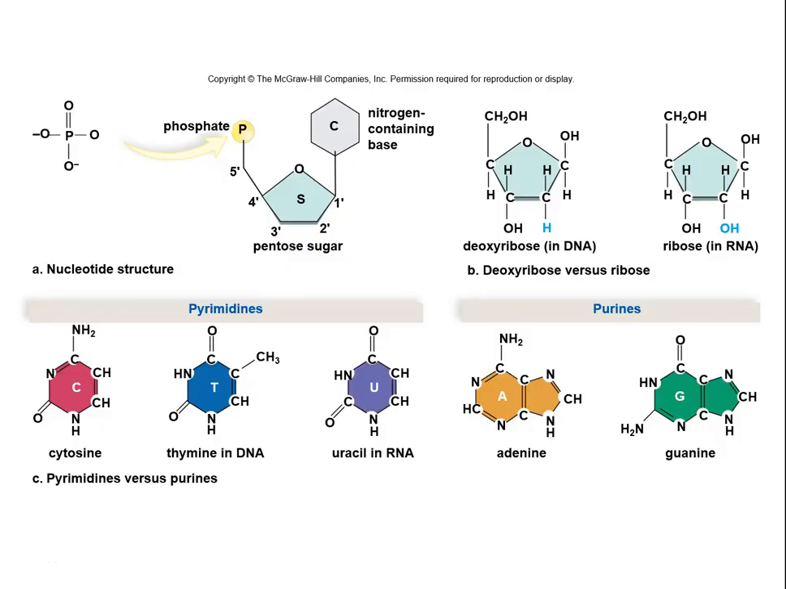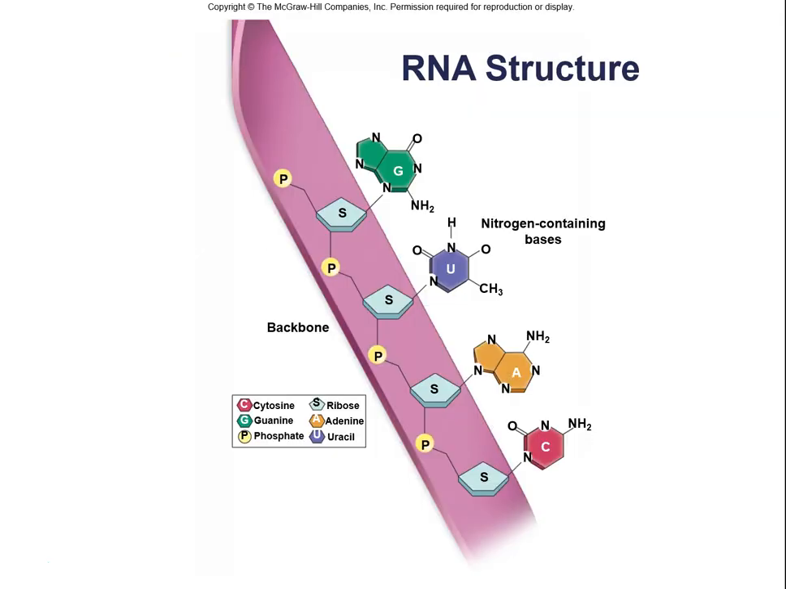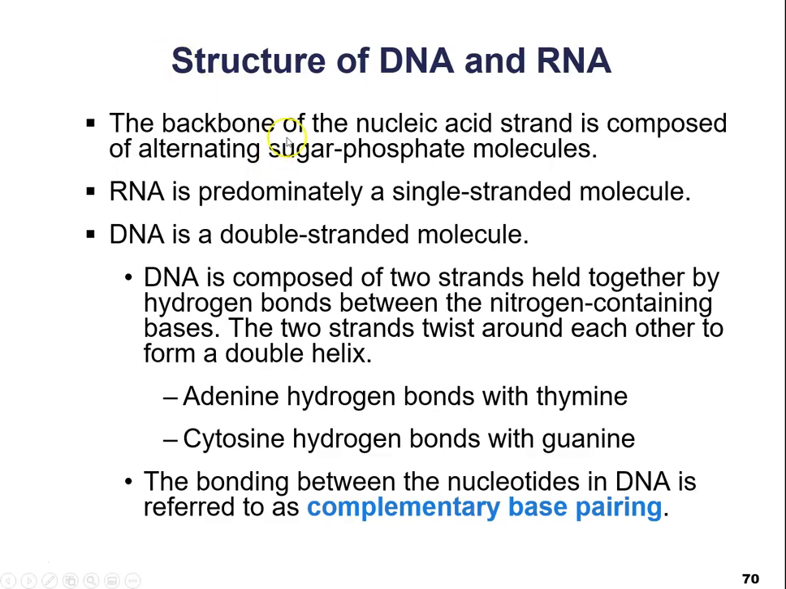And I'm not going to show you a specific reaction in terms of joining them together, but they are going to join together by dehydration synthesis, and they're going to be broken down by hydrolysis, just like we talked about before, and they form a linear molecule or a strand, right? So if we look here, we have these nucleotides joining together to form the polymer, which in this case is showing you RNA.